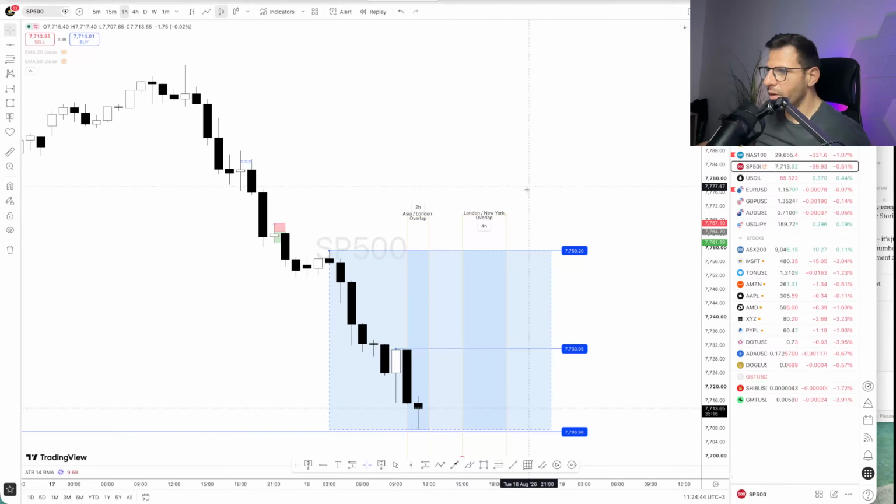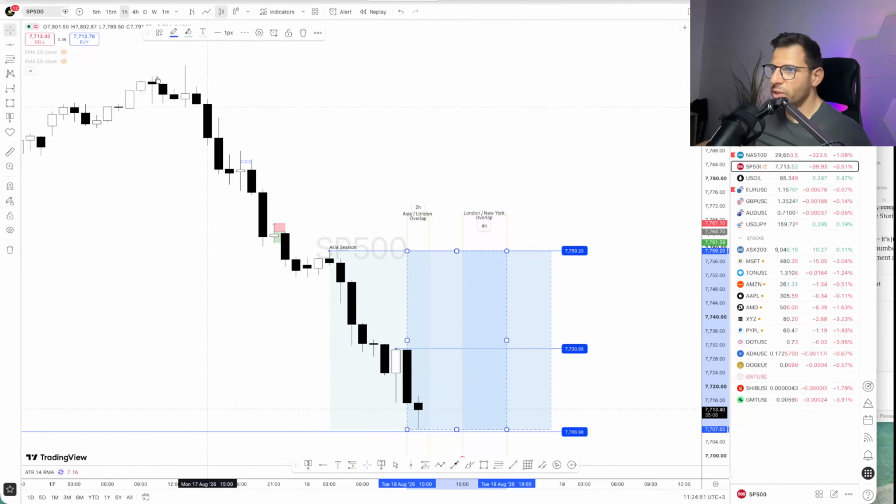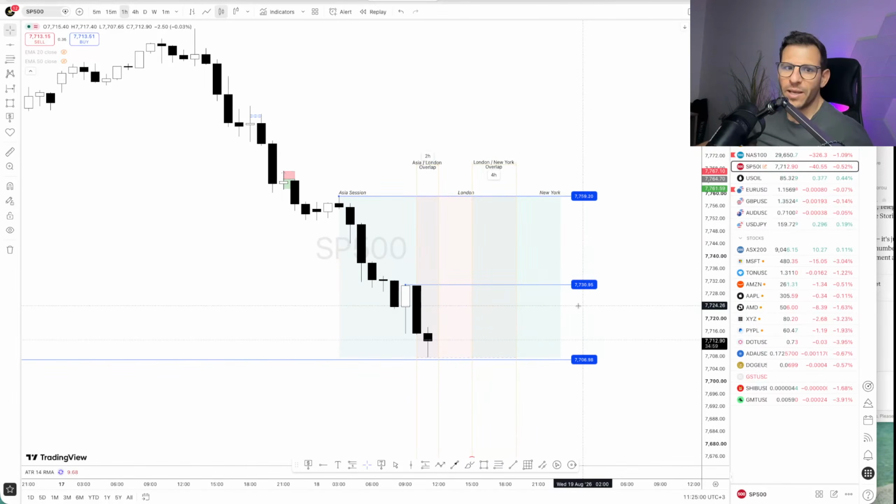Let's put them a bit higher, easier to throw some boxes here. Asian session, change them with colors. London session and New York session. So now I know exactly where I am and what I am looking for. Through the Asian session, the price was selling off aggressively. Now we are still within the overlap between the Asia and the London session.